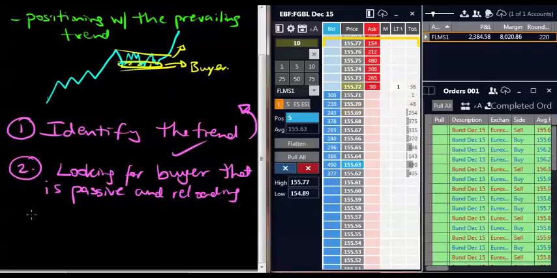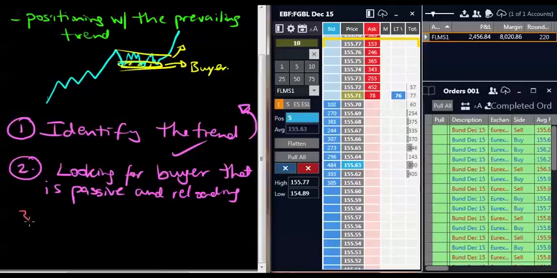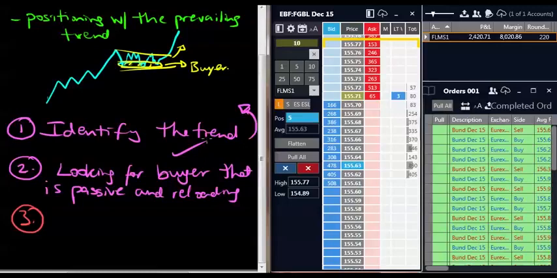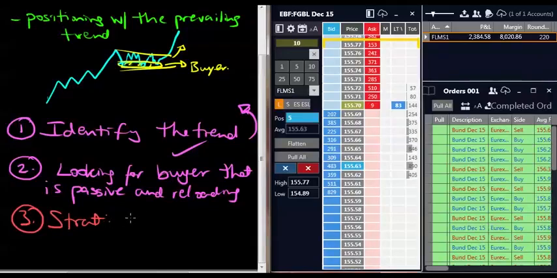Now, from a strategy perspective, what are we looking at? So this is actually just what we're looking for. Now, for how we're actually implementing this from a strat perspective, we're looking to either join, so a join bid slash offer.